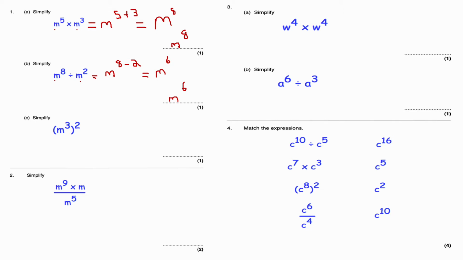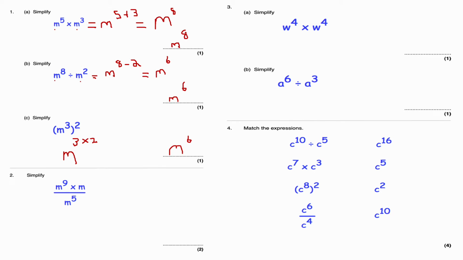This is part C. Simplify m cubed all squared. If I have a bracket raised to a power, I just multiply the powers. This is only true if I have a bracket raised to a power. M to the 3 times 2 equals m to the 6.